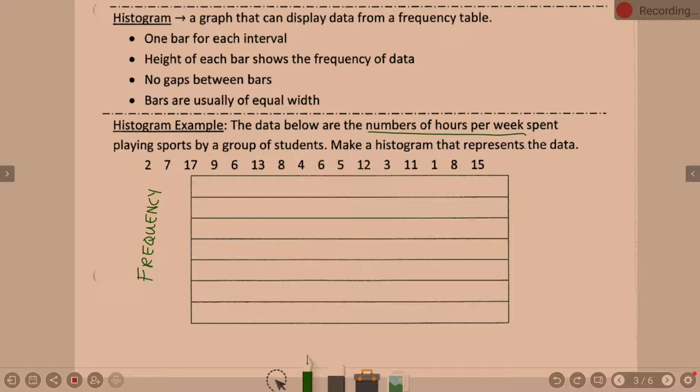So when I label my intervals down here, number of hours, hours per week, something about hours, right? I'm not going to be too picky, but we're going to have a label down here. I'm going to say number of hours.